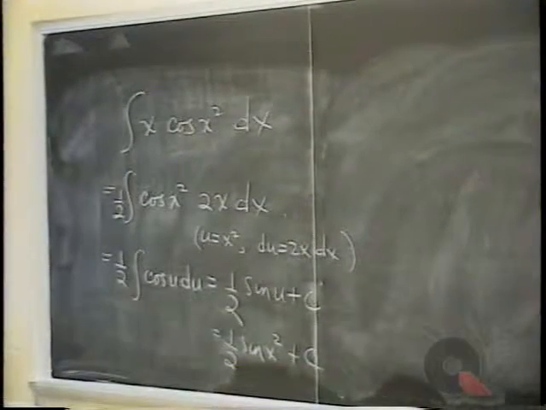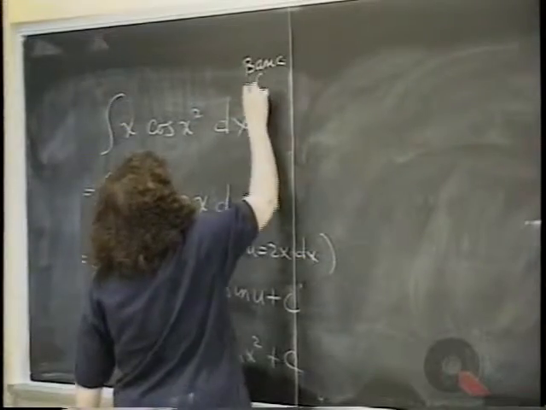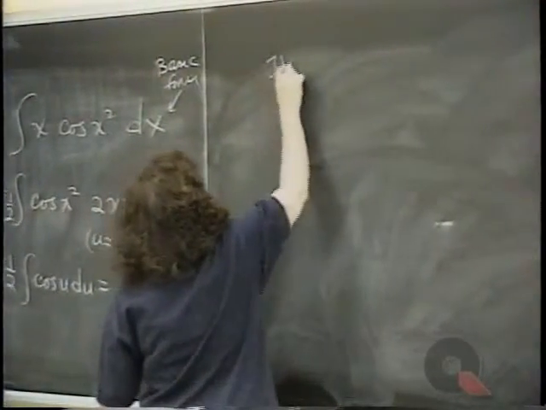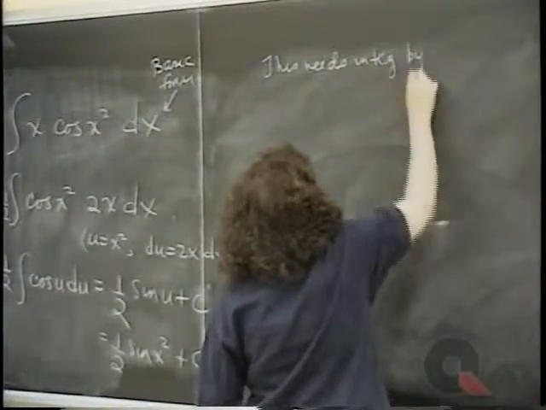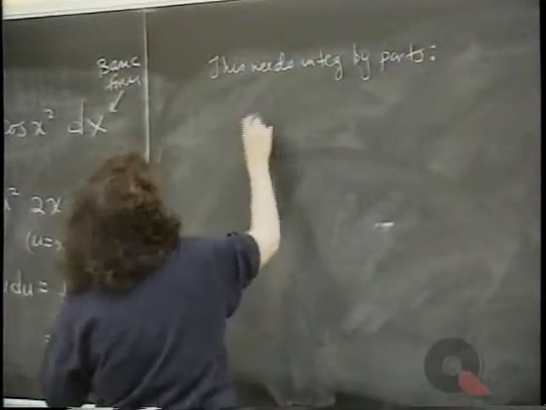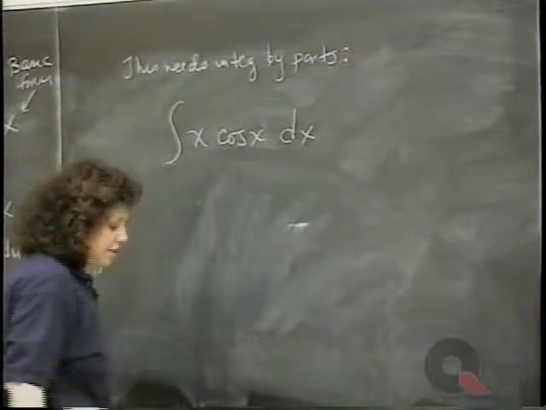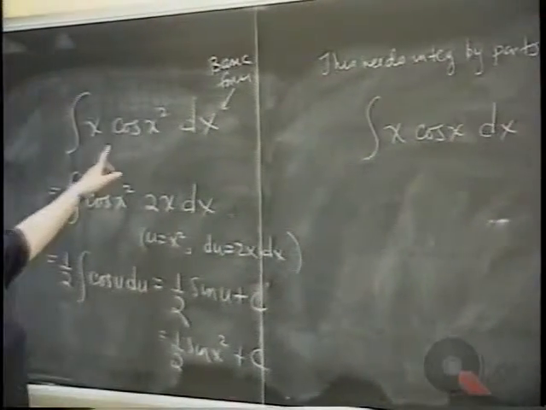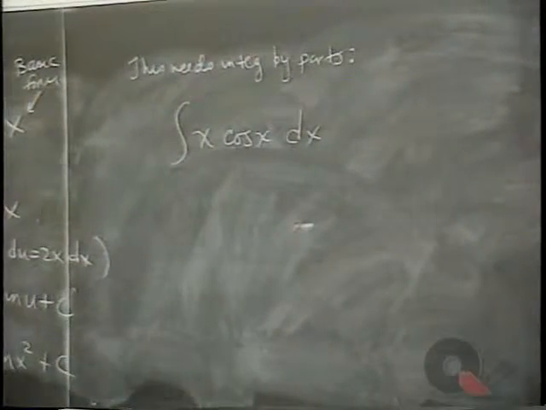Okay, but while this is in basic form, this needs integration by parts. And we have the integral of x cos x dx, similar to the problem that we just did. Okay, x cos x squared was basic, but x cos x needs integration by parts.